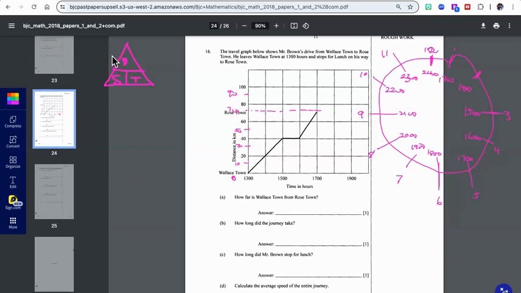Okay, B. How long did the journey take? How long talks about time. It didn't say anything about exclude stops. All it said was how long did the journey take? How many hours? 2, 3, 4. Everyone got that? How many hours did the journey take? Count the journey again for me, please. And tell me how many hours did the journey take?